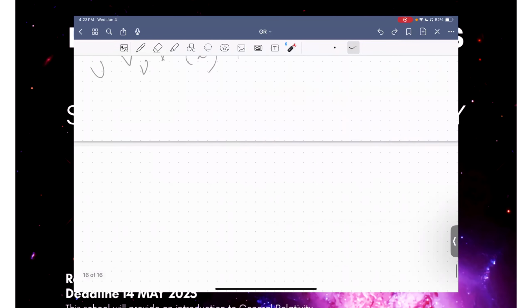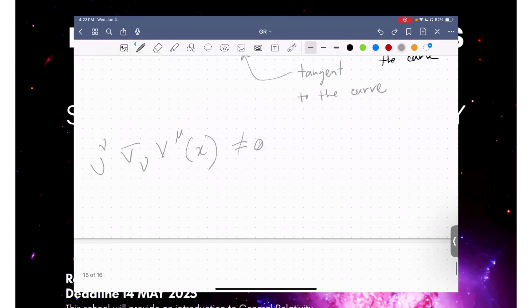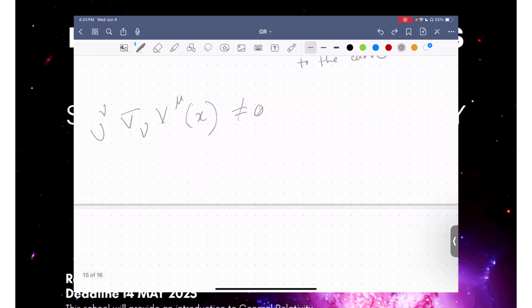So now let us be slightly more precise about what we mean by a curve.